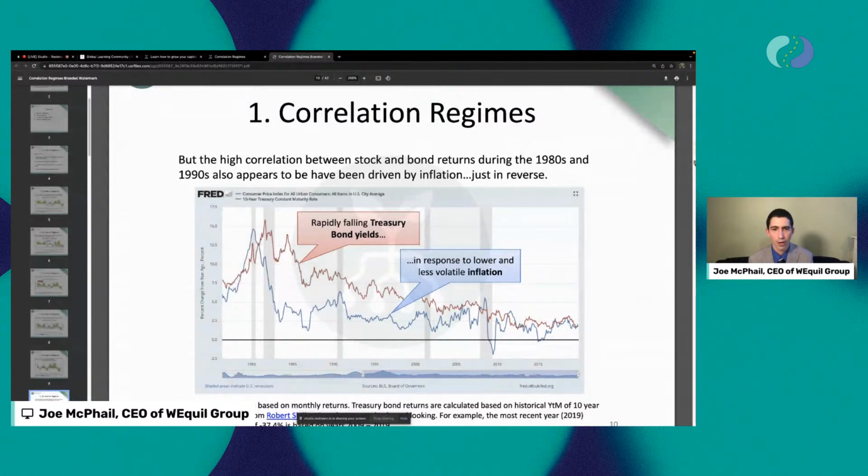For stocks, changes in earnings, changes in revenue growth, profit margins, all of these things that play into an individual stock are going to drive that price. But stocks and bonds share this risk factor. They share the risk factor of the discount rate.